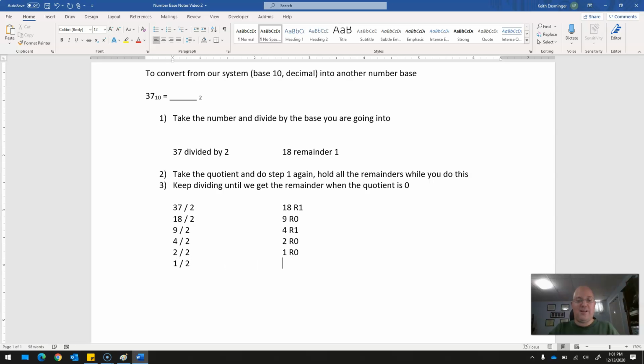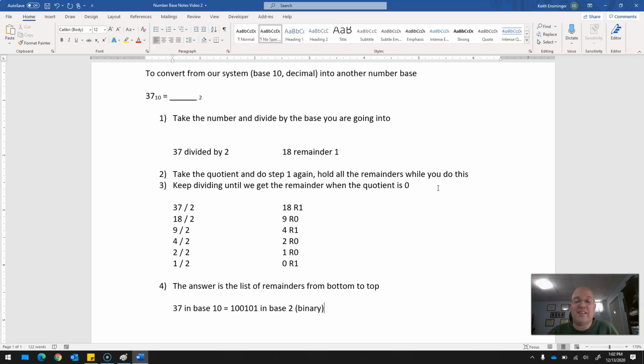1 divided by 2 is 0, which is where we stop, but we still finish the problem, remainder of 1. Your answer is the list of remainders from bottom to top. Remember when we did the other conversion, you went on the bottom 0 and you worked your way up? Same kind of idea here applies. So your answer is 37 in base 10 is equal to 100101 in base 2, which is binary.